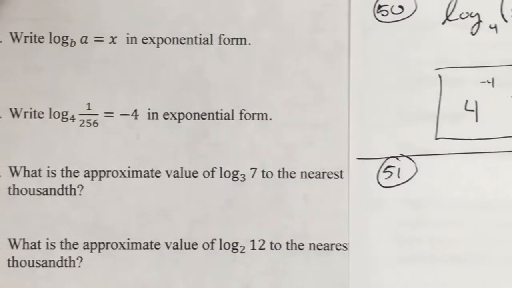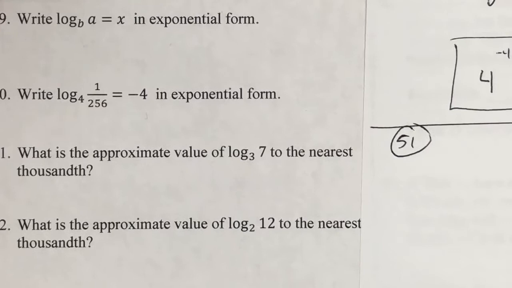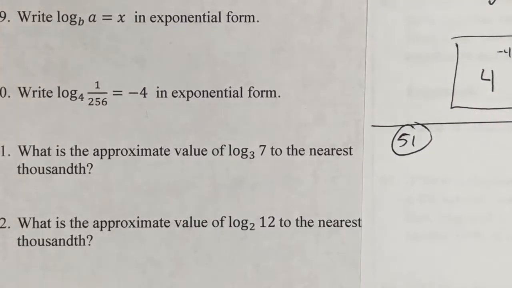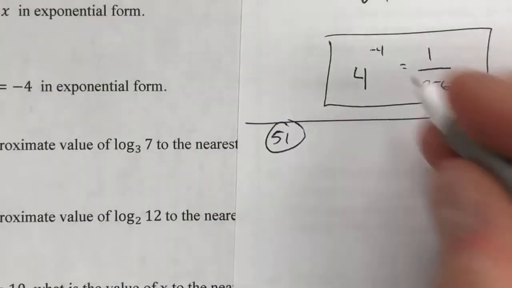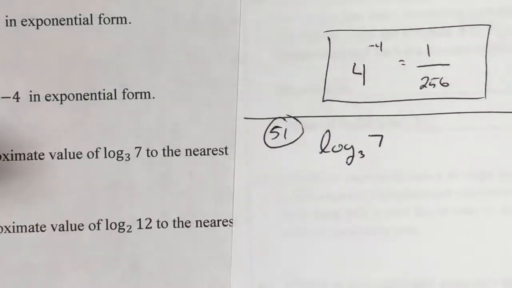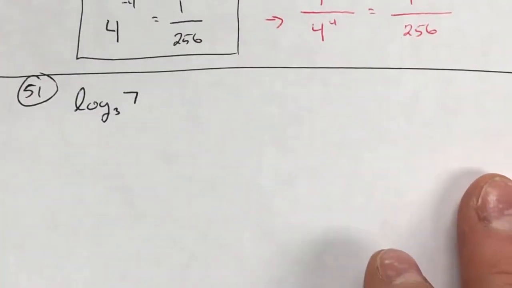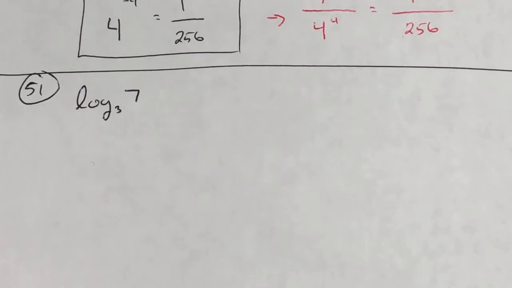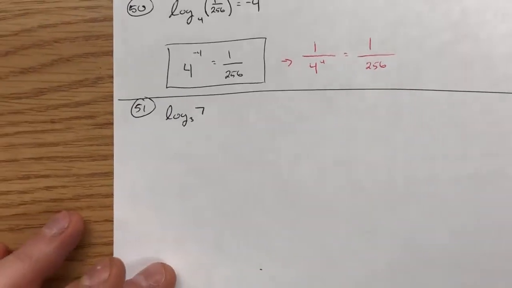Okay. So what we're looking at with 51 is, what is the approximate value of log base 3 of 7 to the nearest thousandth? Okay. So we're looking at log base 3 of 7, and we want to estimate the value of that. What this is testing is, do we know how to use the change of base? Depending on the calculator that you have, you may already be able to solve this.